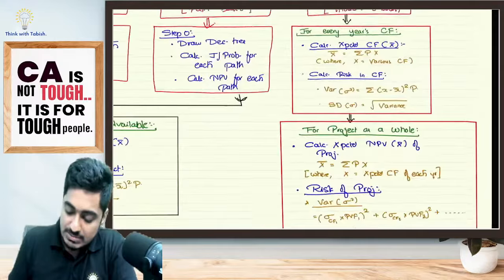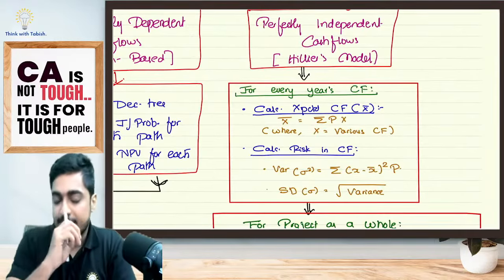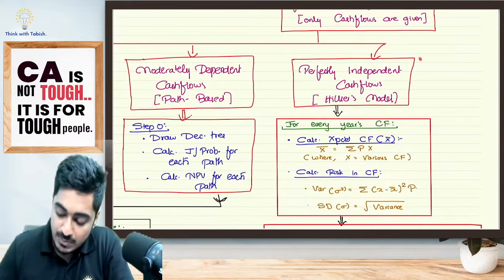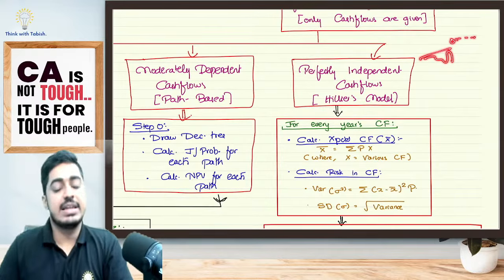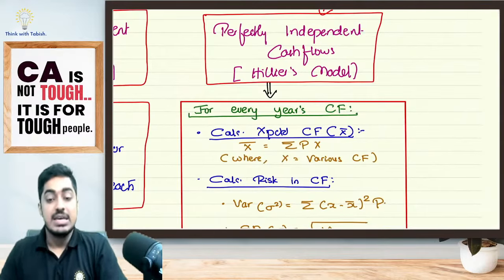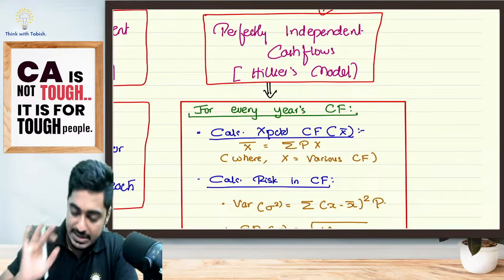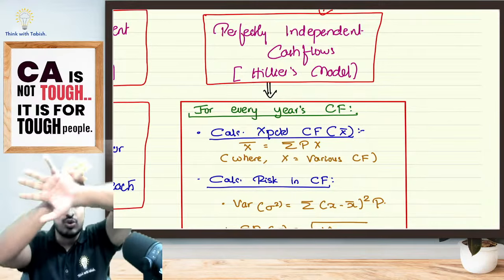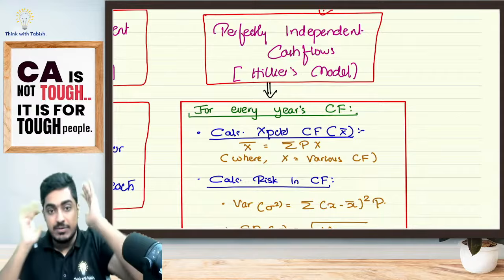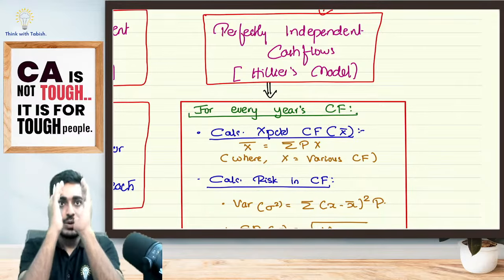Now comes this side. In case of perfectly independent cash flow, this is very important from the examination point of view. It is very likely that this can come in your exam. Hillier's model is there. How do we apply Hillier's model? Simple. It says first don't go to NPV. Do not calculate all those NPVs, so much time it will take. First only look at cash flow.